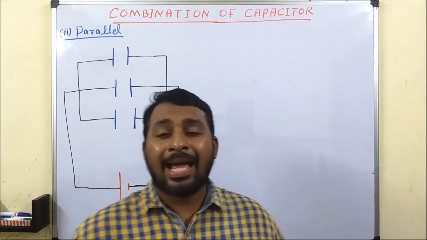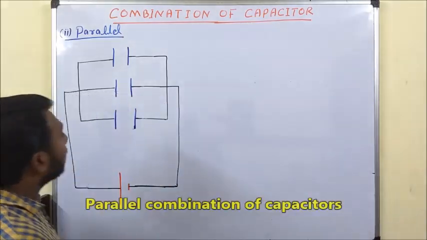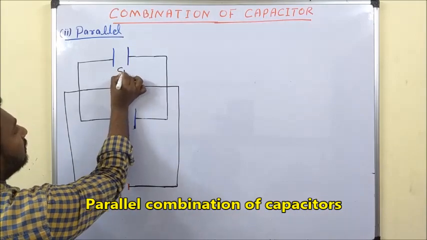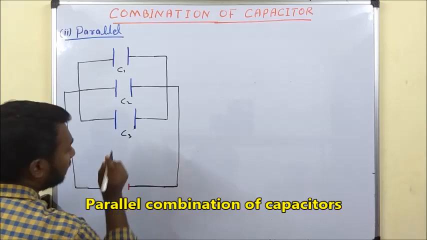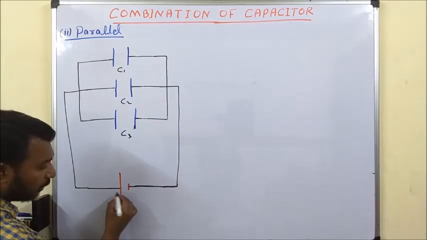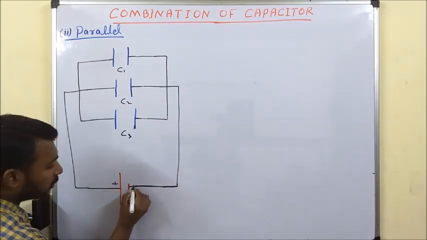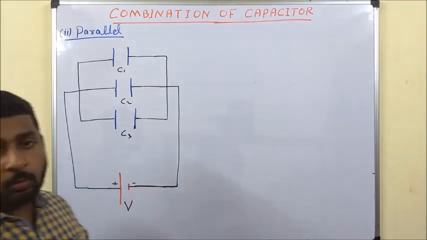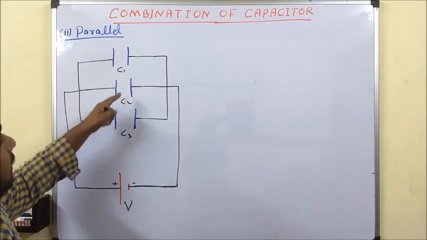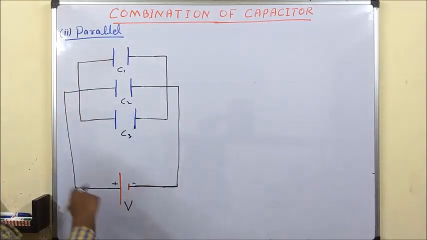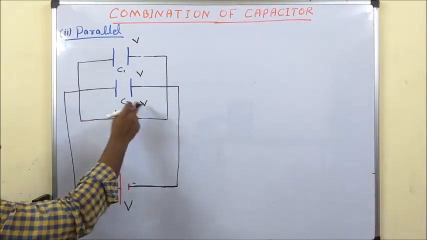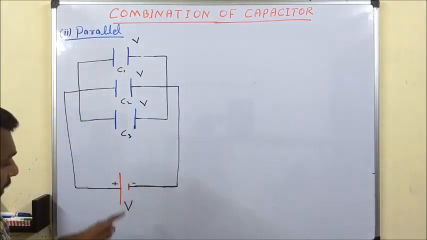Next is the parallel combination. So look at this. We have three capacitors, C1, C2, C3. All of them are connected in parallel, and it is connected to a cell of potential V. So it's positive and negative. In parallel combination, we know that the potential difference across all the capacitors will be the same. So the first one will also be V, the second one will also be V, the third one will also be V, and that will be the same as the cell.